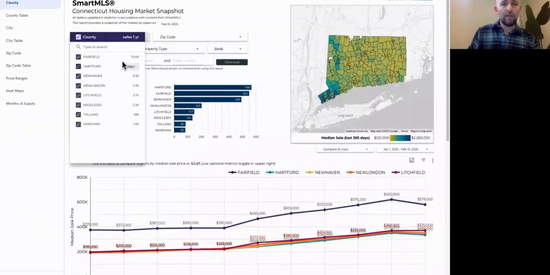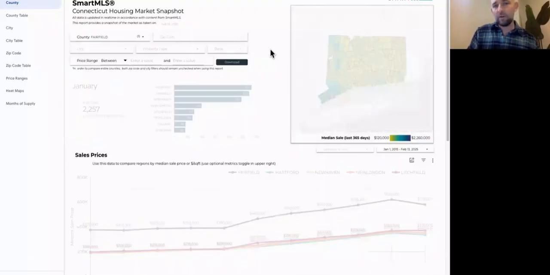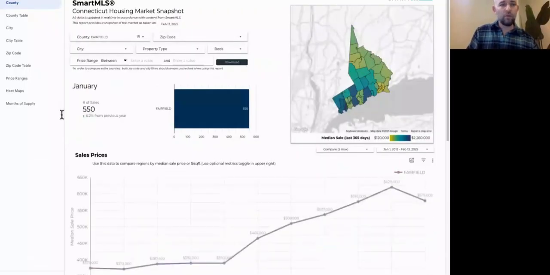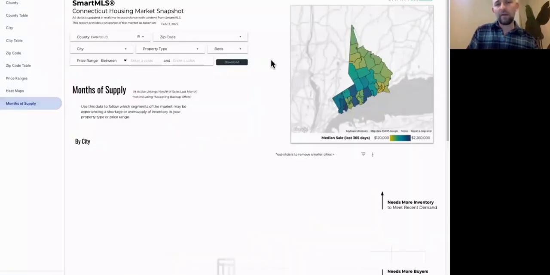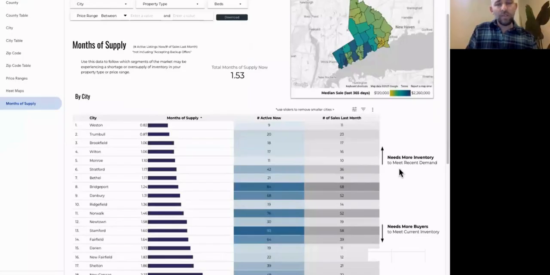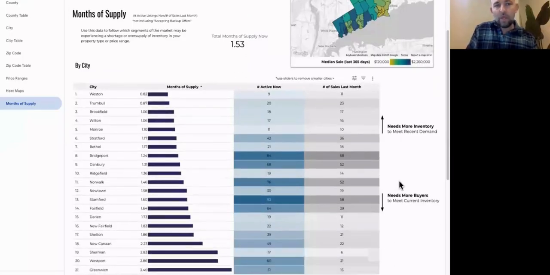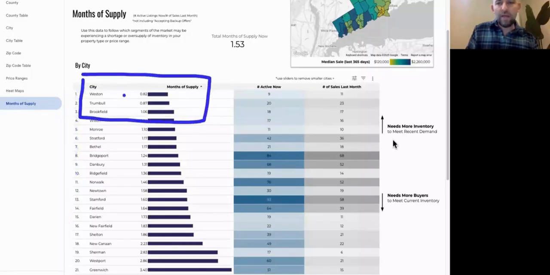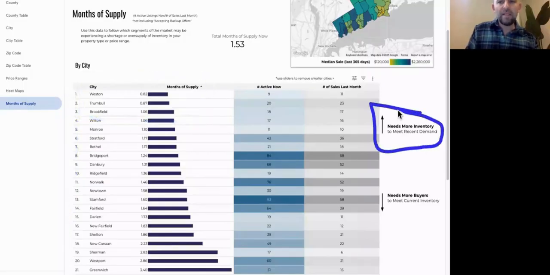And I'm going to go in and just highlight a couple of these things. I'm going to go into Fairfield County. I'm going to assume maybe a few of you guys work in Fairfield County. And I'm going to pull up a few things. And this is basically the months of supply. So what this is doing is it's attempting to go through all of the cities in Connecticut, which I'm sure you guys service, and tell you the ones that are best right now for sellers based on the market conditions that are happening in this moment.